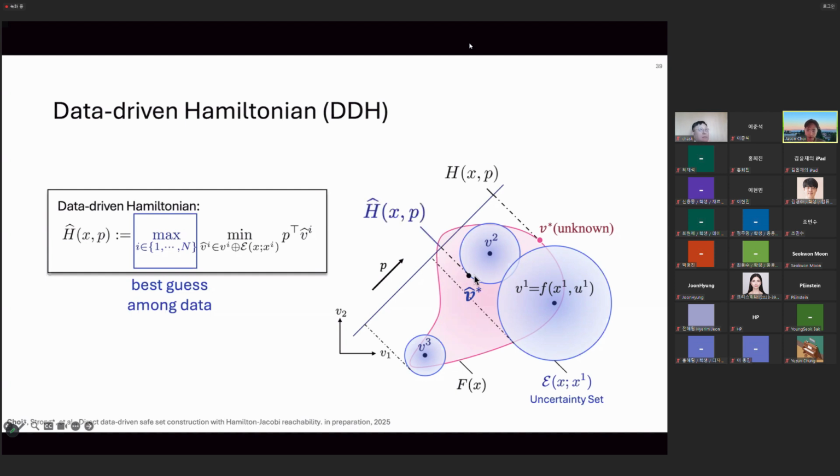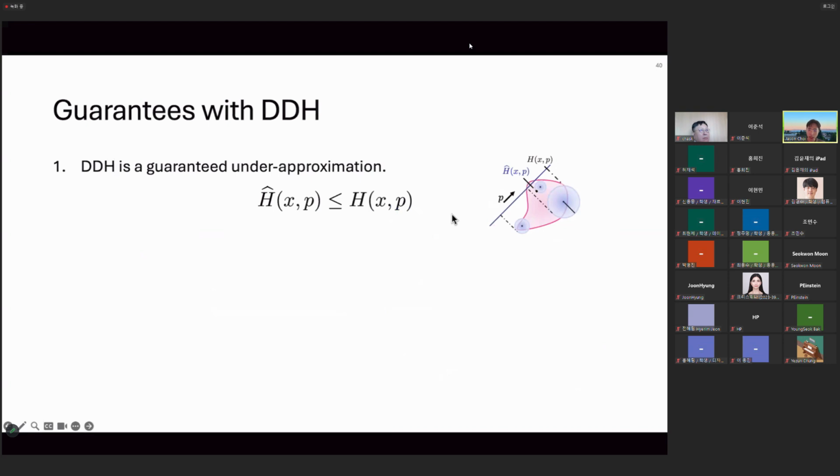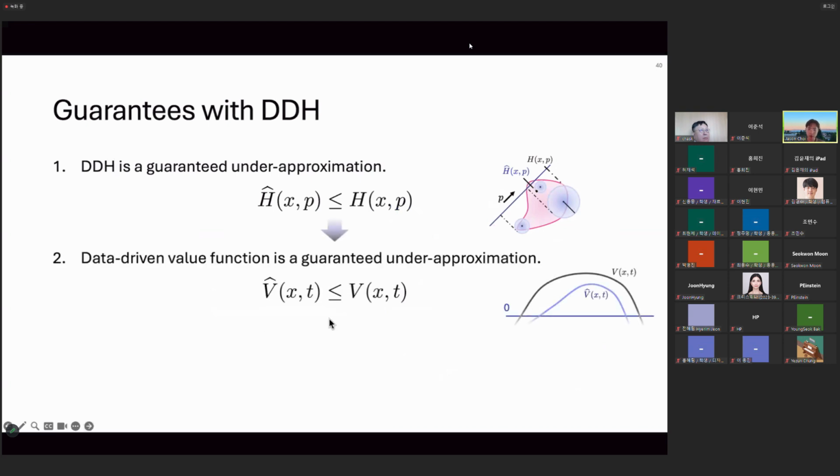And the final solution we get, which is H hat here, is always guaranteed to be the under approximation of the ground truth Hamiltonian, as you can see in this cartoon diagram. And this is the main theoretical property of our formulation. Why this is important is because it results in a guaranteed under approximation of the value function as well when we use the data-driven Hamiltonian in our Hamilton-Jacobi reachability computation.